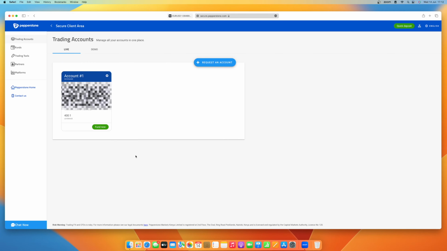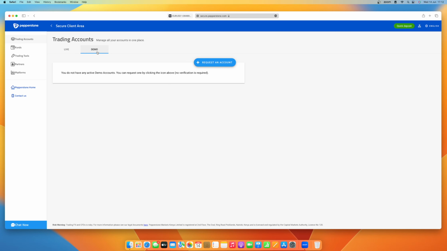All right, so this is my Pepperstone page, right? And this is a live account. I have a live account running, and then demo. I think I need to open a demo account. You do not have any demo account, you can request one by clicking the icon above. So I do not need a demo account. Trading with a live account, that's fine, right?